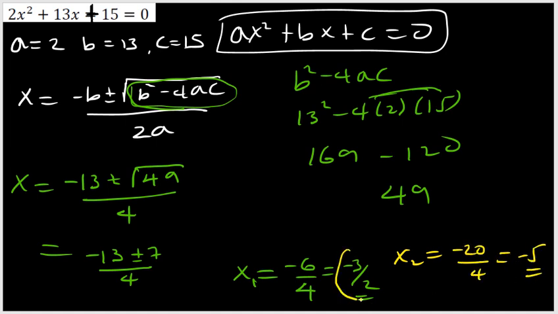So there will be 2 possible solutions here. Since the discriminant is greater than 0, the given quadratic equation will have 2 answers. The answers are negative 3 over 2 and negative 5.